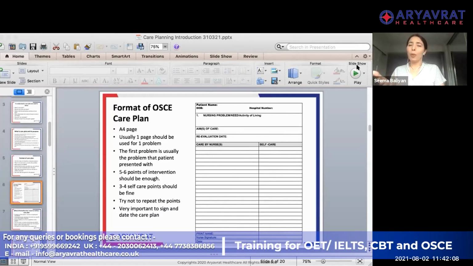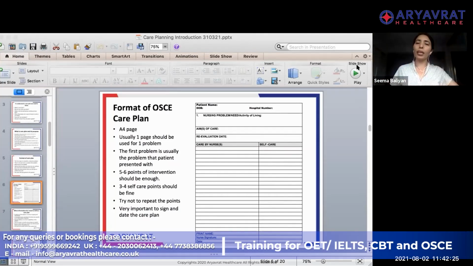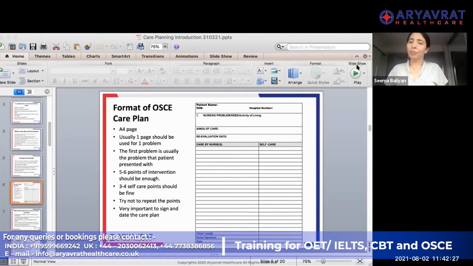Again, if the problem is pain, your aim is going to be that the patient will be comfortable and his pain will be better, as evidenced by his pain score of less than 3. So earlier, if his pain score was 6, you want to bring it down to less than 3. For anxiety, you say that the patient will be much calmer and less anxious, as evidenced by a relaxed facial expression. Are you getting my point?